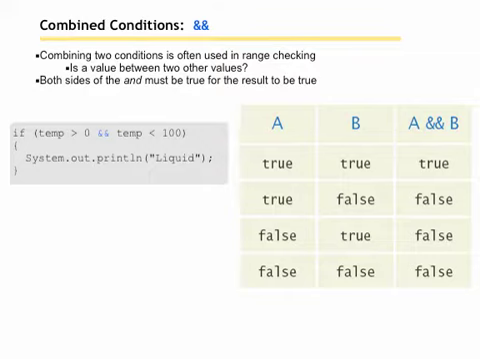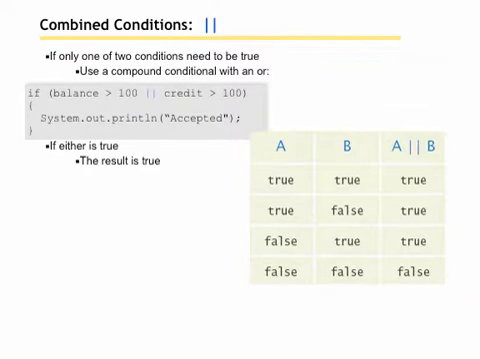So A and B tests to make sure that A is true and B is true. If that happens, then the expression A and B is also true. That's the only time that A and B is true. In all other cases, A and B is false.